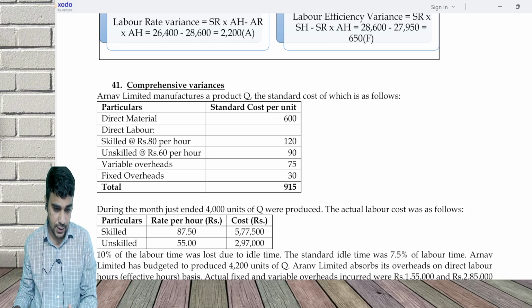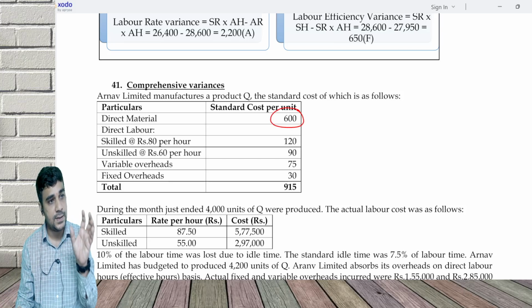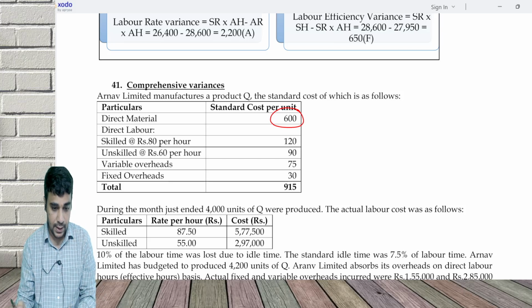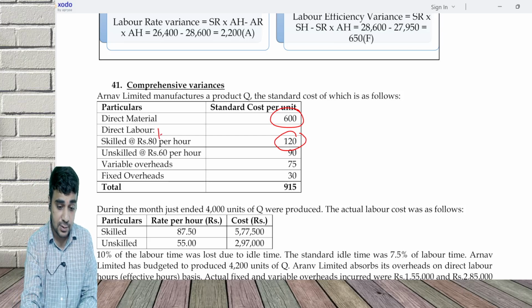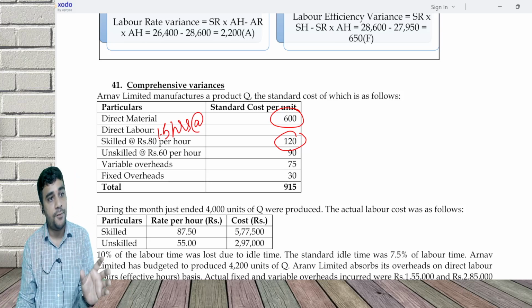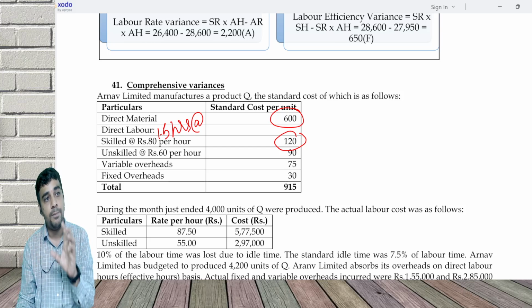Let's start discussing it. Direct material 600. Only thing is I don't know the breakup of 600: how much is rate, how much is quantity. They have not given it as of now. Skilled 120 at 80 per hour. I can write this as 1.5 hours at 80 per hour. They have told 80 is the rate, so the number of hours is 1.5 hours.